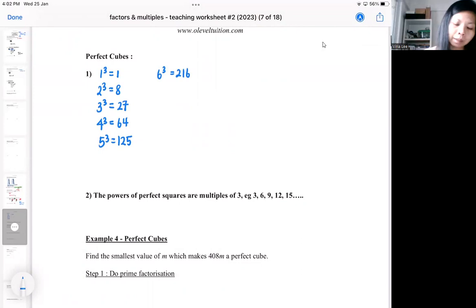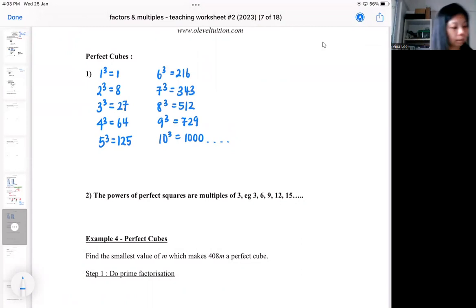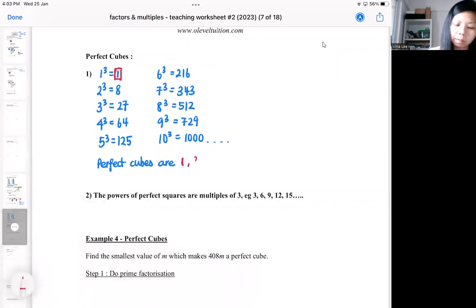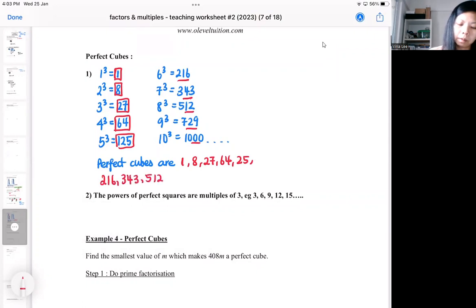So 6 cube means 6 times 6 times 6. 7 cube. So you can punch the calculator to explore. Okay, I'm going to be stopping at 10 cube. That doesn't mean that you can't go beyond. There's still 11 cube, 12 cube. Okay, so what are the perfect cubes? Perfect cubes are all the numbers here, all the numbers that come from the cube. So all these are the perfect cubes. That means if you punch the calculator for a cube root, you will get a nice number.